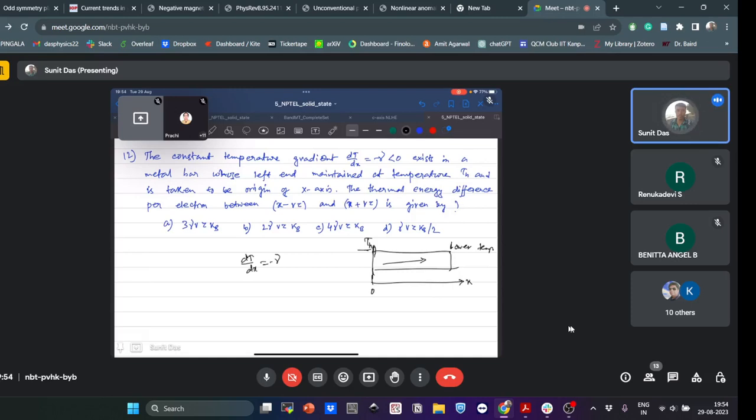Now we need to find the thermal energy difference per electron between x minus v tau and x plus v tau. So let's say this is x minus v tau and this is x plus v tau. So what is the thermal energy difference between these two points? That we need to find. So let me solve the problem.